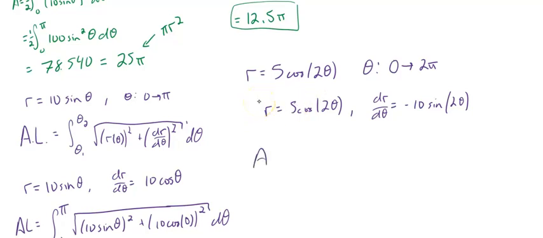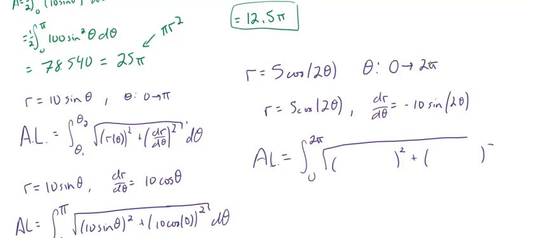So my arc length is equal to the integral from 0 out to 2 pi, because we figured that out earlier, of the square root of r squared plus dr d theta squared, d theta. And now fill all this in. So in the first one goes r. So I get 5 cosine of 2 theta. And then plus, in this one I get my 10. I guess the negative goes there. Sine of 2 theta. I was getting ahead of myself.